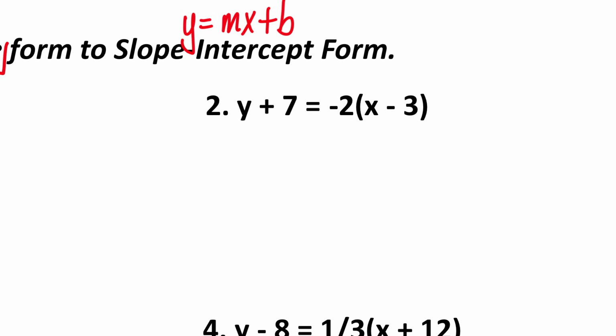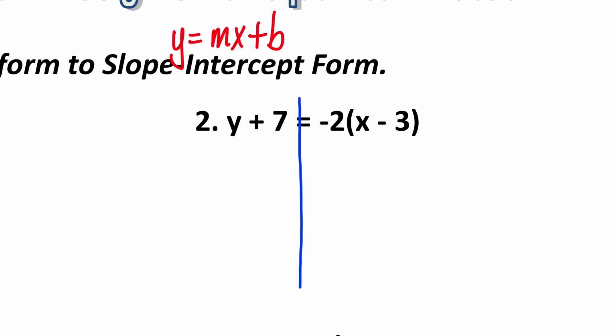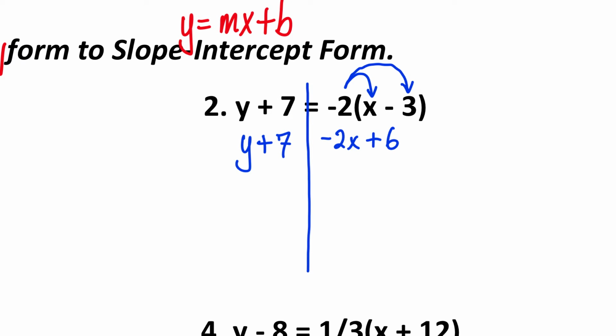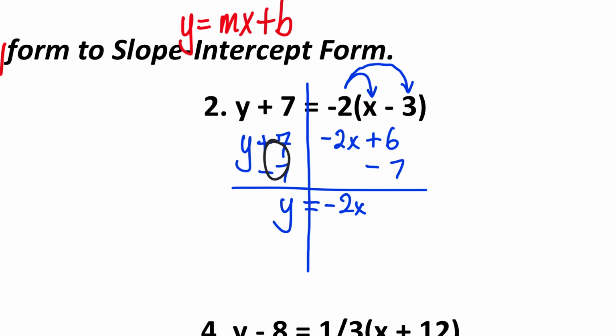Okay, number 2. What's the first thing I need to do? Distribute the negative 2. So negative 2 times x is negative 2x, and then negative 2 times negative 3 is positive 6, and I still have y plus 7 over here. Okay? What do we need to do now? Subtract 7 on both sides, because over here 7 minus 7 is 0, so that just leaves y. Then we have negative 2x minus 1.